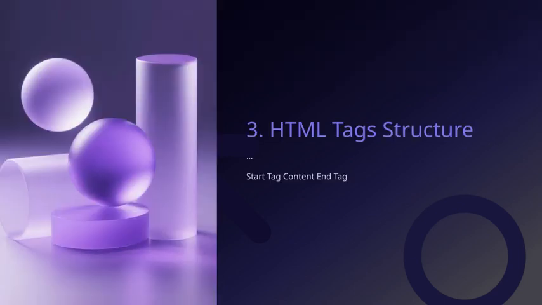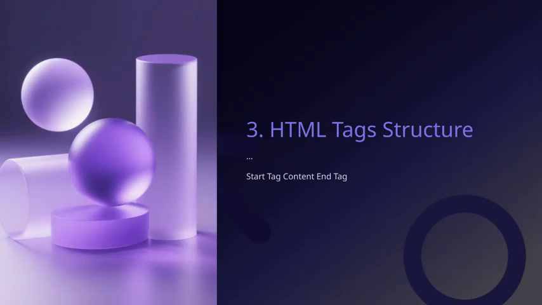Let's take a closer look at the HTML tag structure. When we talk about HTML tags, we're essentially referring to the building blocks of any web page. Each tag has a start, content, and an end. The start tag marks the beginning of an element, and it usually consists of the tag name enclosed in angle brackets, like div or p. The content is what goes inside the tags, the actual text or other HTML elements. Finally, the end tag signals the conclusion of the element, and it's written with a slash before the tag name, like /div or /p.